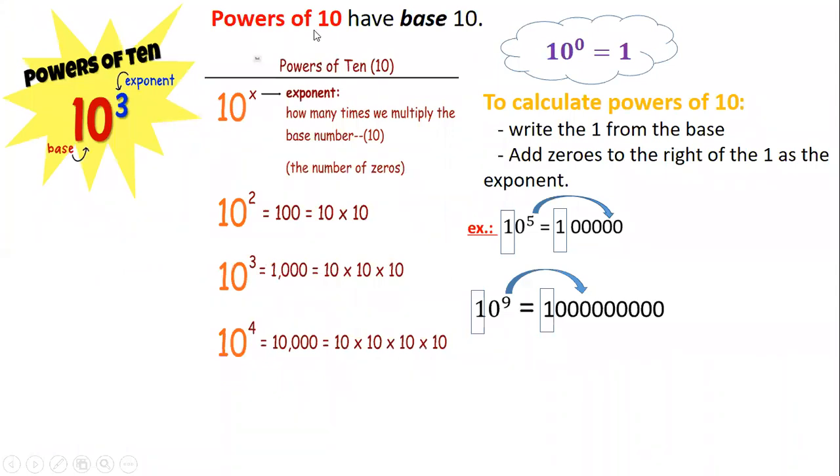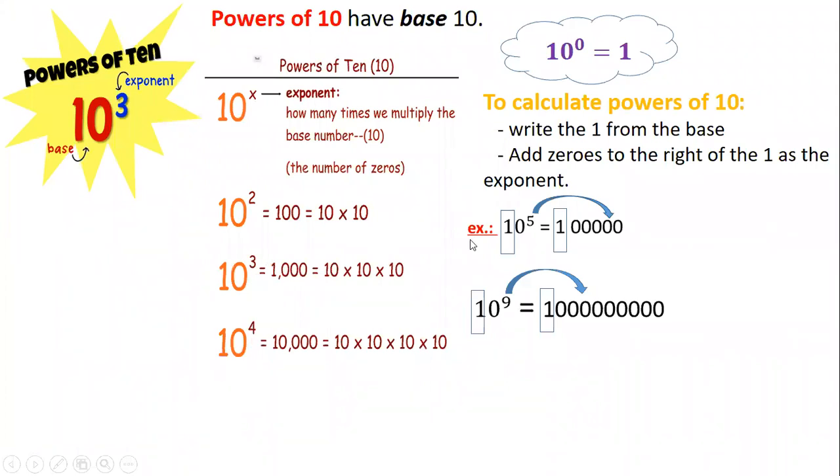Now, if we are talking about powers of 10, why are these powers special? Because they always have a base 10. For example, 10 squared is a power of 10. 10 cubed is a power of 10. 10 to the power 4 is a power of 10.